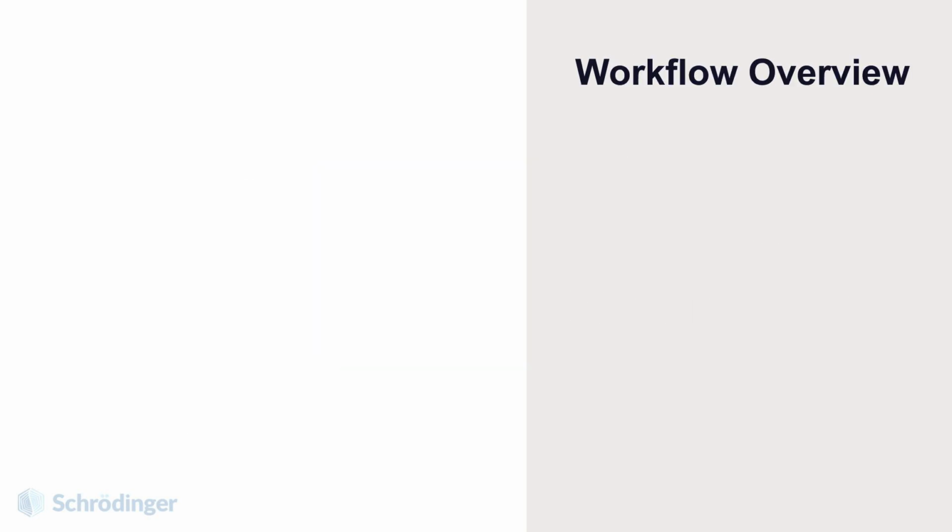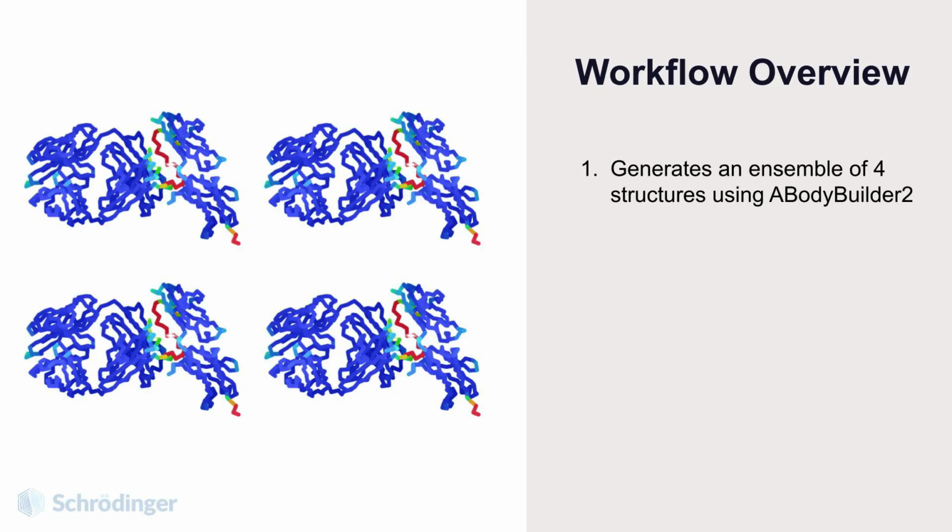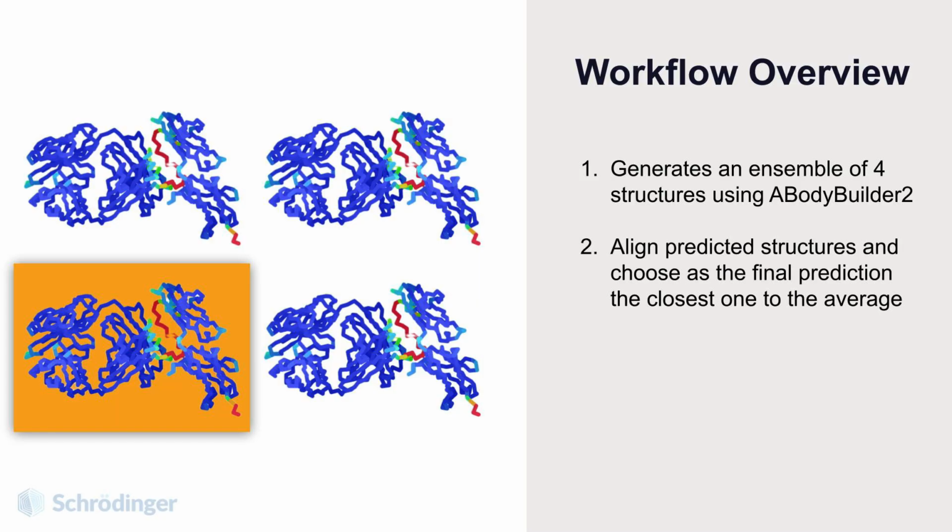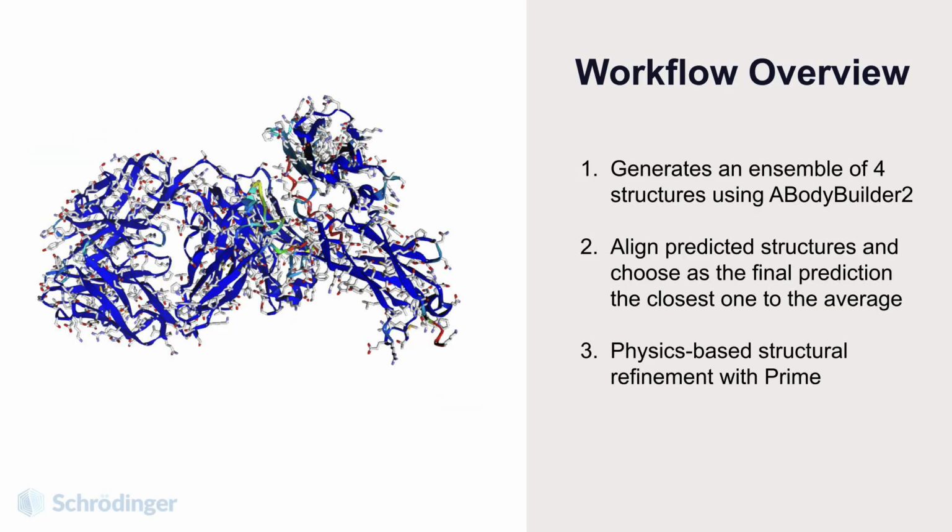While there are many machine learning workflows available, many of which share the same characteristics, Schrödinger offers a modified version of the ImmuneBuilder workflow from the Deane Group. The workflow begins with ABodyBuilder2 generating an ensemble of 4 structures. The structures are then aligned, and the one that is closest to the average is chosen. We then add in Prime minimization as a final step to refine the side chains.